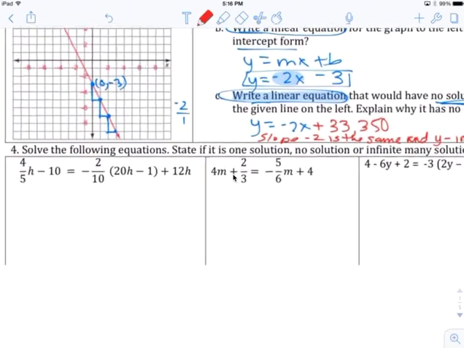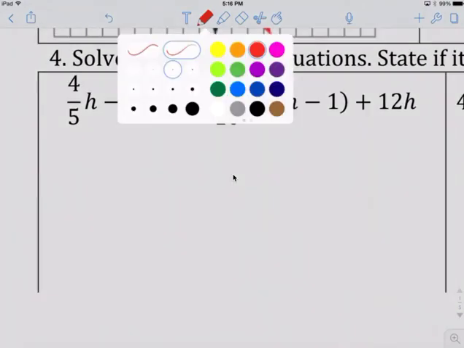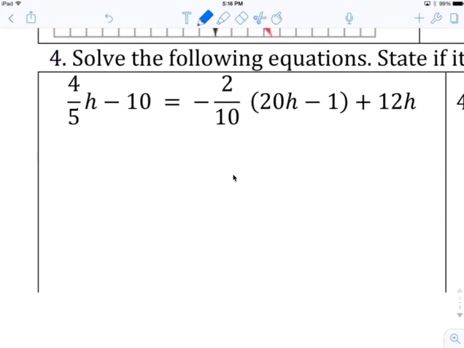Solve the following and state one solution, no solution, or infinite solutions. Okay, this is easy enough. You guys have done so many of these, right? Least common denominator is 5, so times 5 on every term. That gives you 4h minus 50 equals, oh no, least common denominator is 10. 5 doesn't go into 10, and 10 doesn't go into 5. I know I got the wrong least common denominator. It should be 10, so multiply every term by 10.